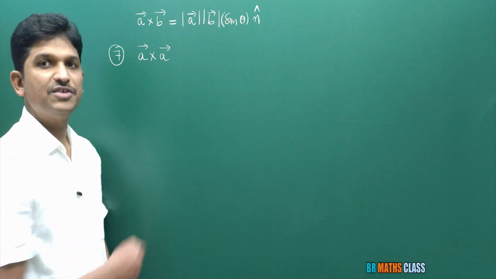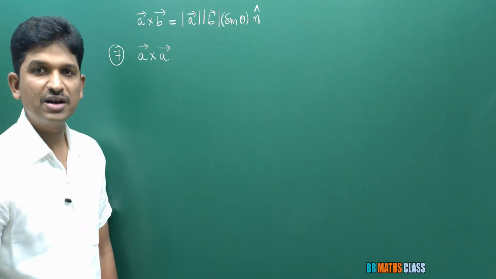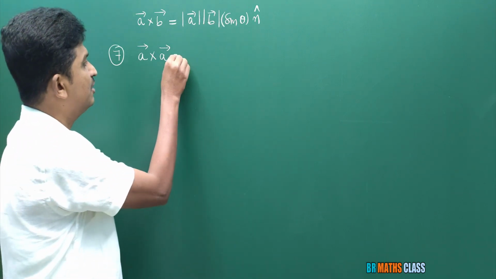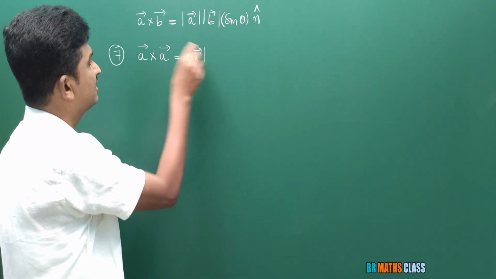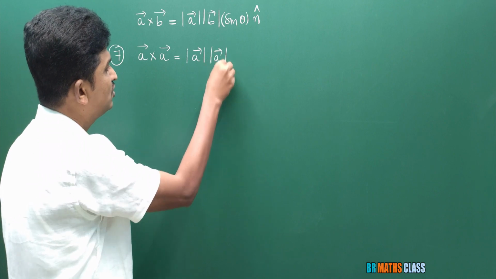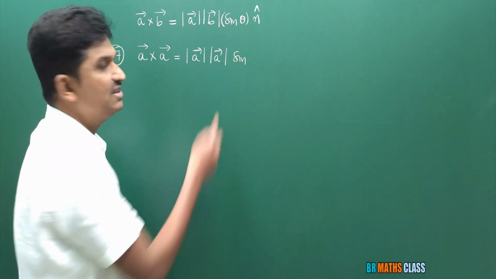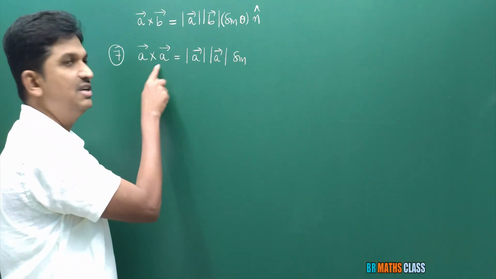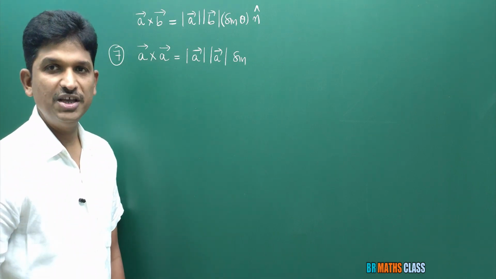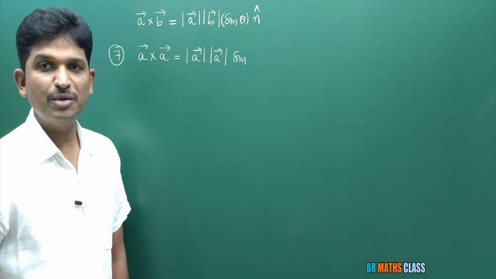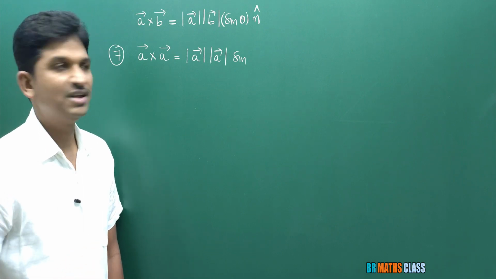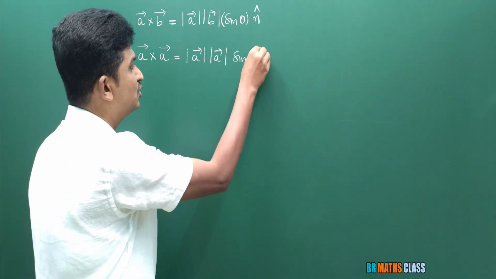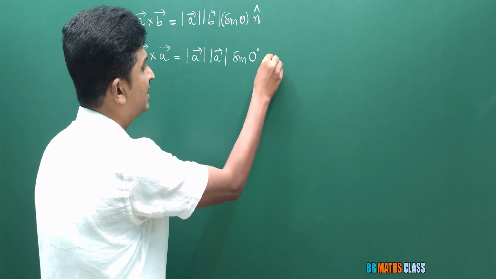So as per this definition, how can we write A bar cross A bar? We can write it like this: magnitude of A bar into again magnitude of A bar into sin theta. What is theta? Here theta is the angle between the vectors A bar, A bar. The angle between the vectors A bar, A bar is 0 degrees. So here I'll write sin 0 degrees into n cap.